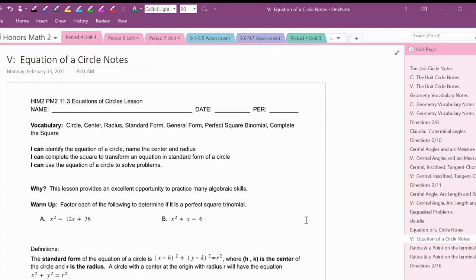Read through the vocabulary, the I can statements, and the why. Please do so now. Also pause the video to complete the 2 warm-up exercises. When you finish that, read through the definition and we'll get started.